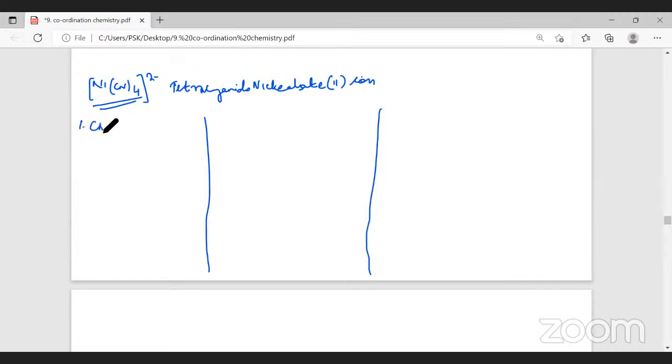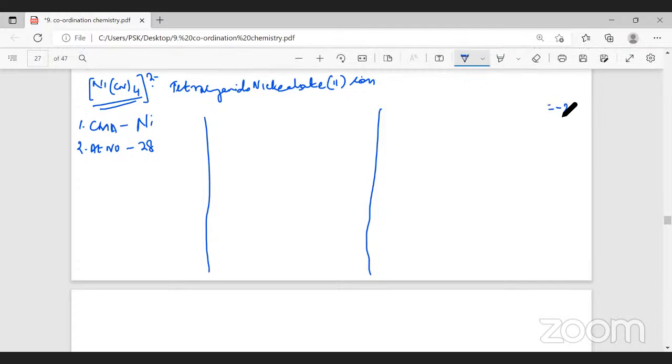The first point is the central metal atom here in this complex is nickel. Atomic number of nickel is 28. What is the oxidation state of nickel? As a whole, the charge is -2. Cyanide is a -1 ligand, and -1 into 4 is -4. Nickel we don't know, we take it as X. So X will be equal to +2. So the oxidation number of nickel is +2.